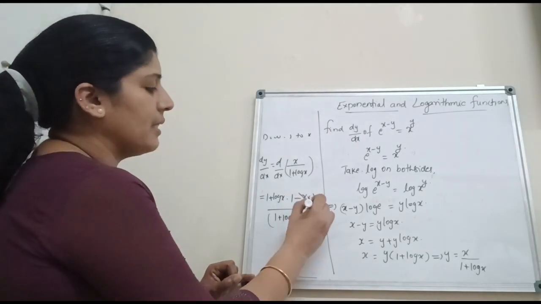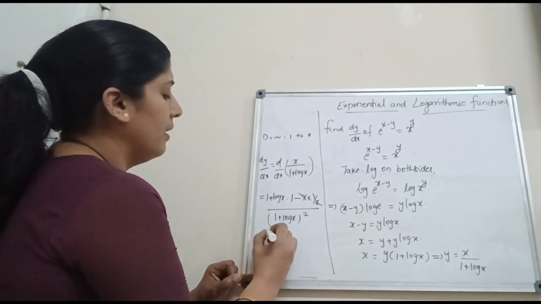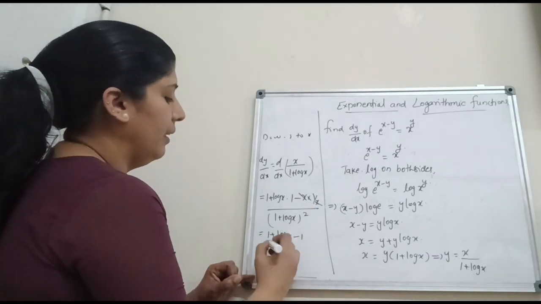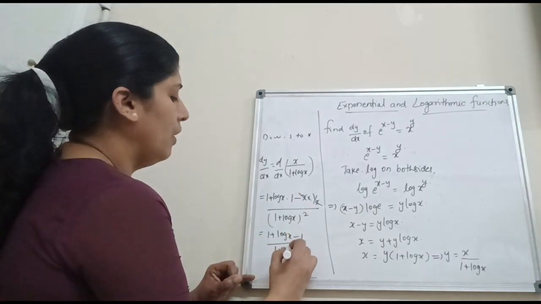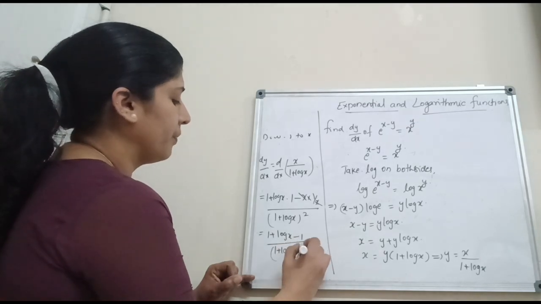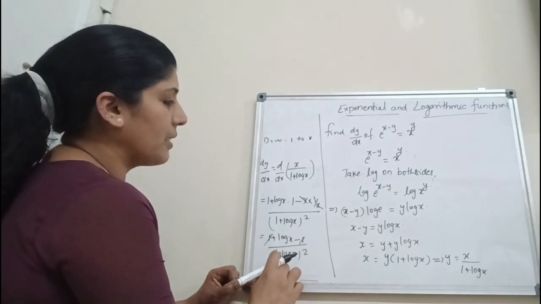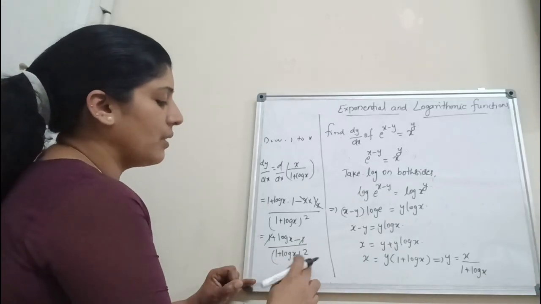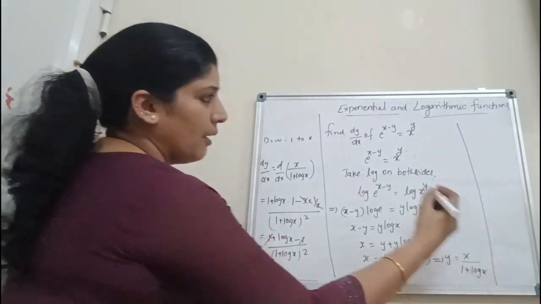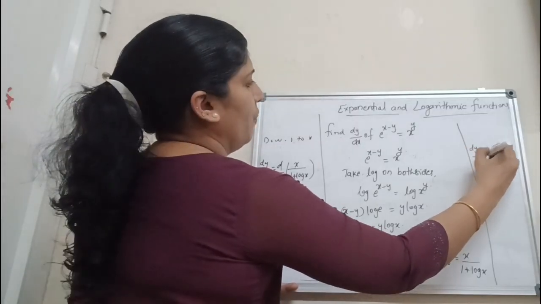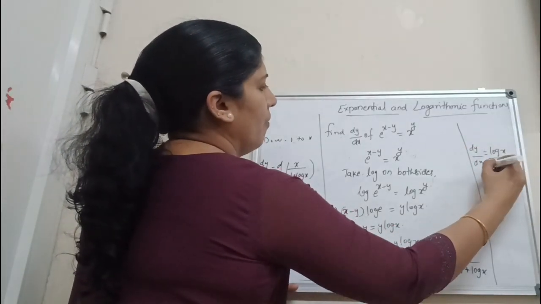Now here x and x cancelled. That implies 1 plus log x minus 1 divided by 1 plus log x whole square. Now here 1 and minus 1 cancel. It is equal to what? Log x by 1 plus log x whole square. That is, dy by dx equal to what? Log x by 1 plus log x whole square.